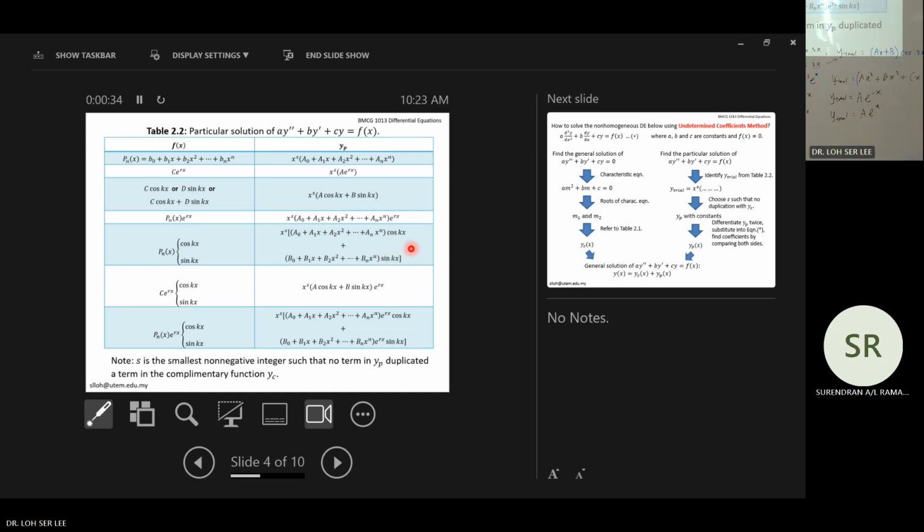Okay. So the one with the exponential function is quite straightforward because we just need to multiply the exponential function.